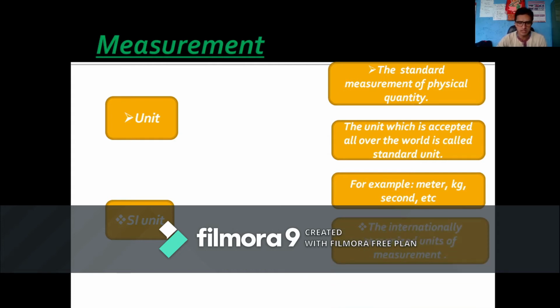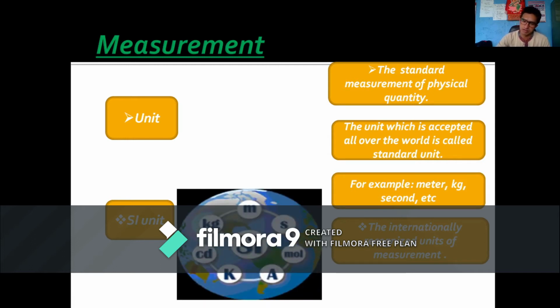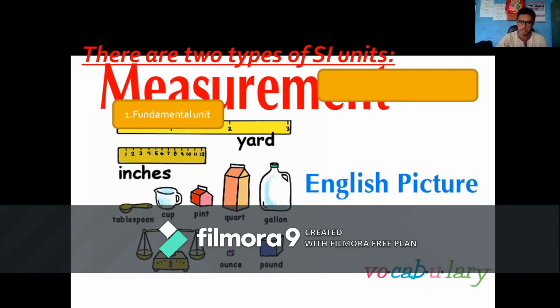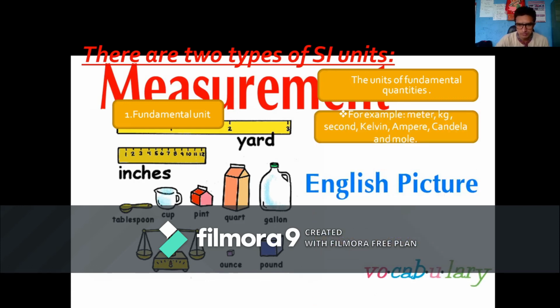And the SI unit: the internationally recognized units of measurement are called SI units. These units are also divided into two types: fundamental unit and derived unit. Fundamental units are the units of fundamental quantities. For example, meter, kilogram, second, Kelvin, ampere, candela, and mole.